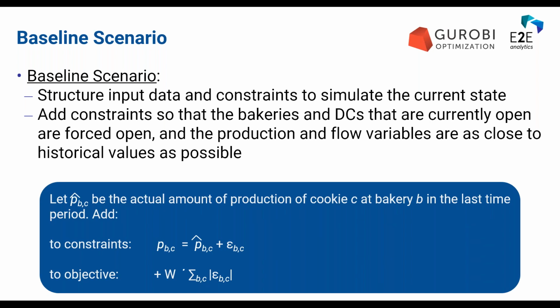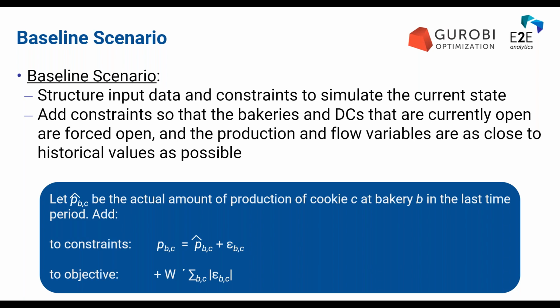And this is an example of what I was talking about, the baseline. So if we have our P hat, which is the actual amount of cookies produced at a given bakery in the last time period, then we can add a constraint to say that the production is going to be equal to what it was last time period plus some epsilon.